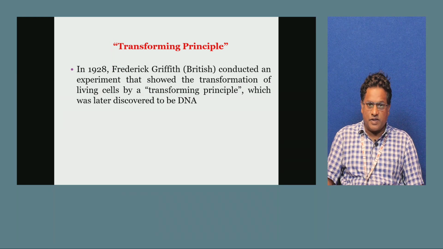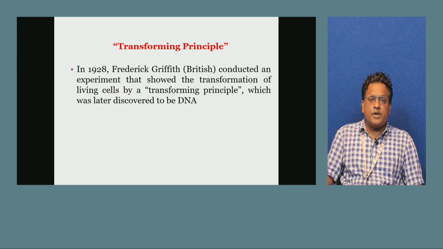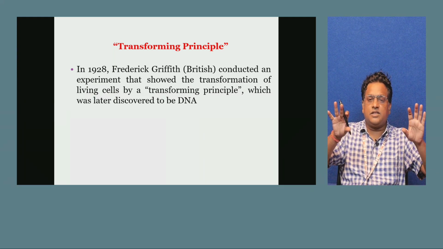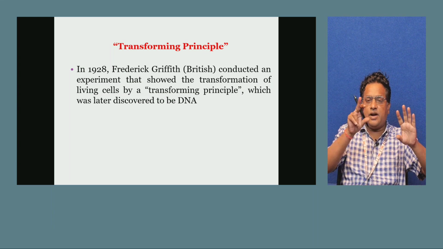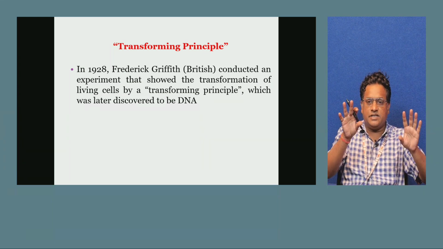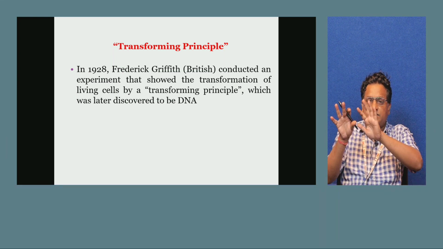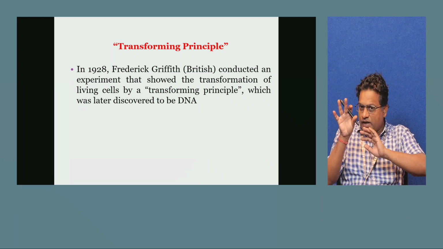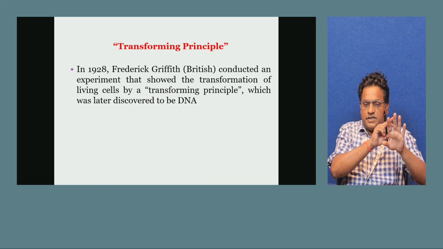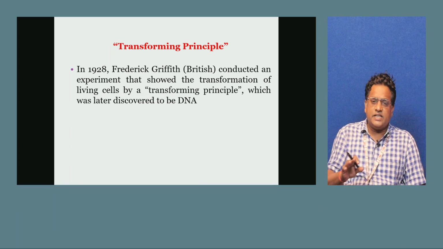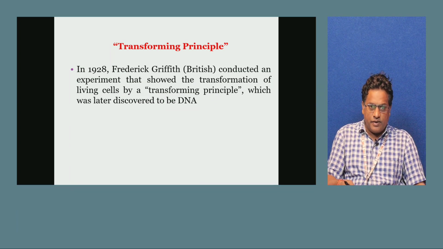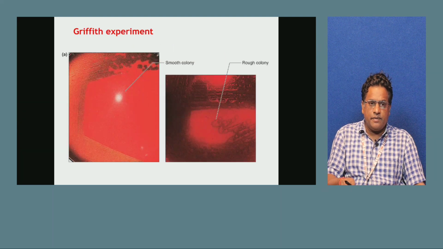The transforming principle is Griffith's. He conducted an experiment to show that transformation in the living cell is by a transforming principle. If one bacteria is being transformed by another bacteria, how is it being communicated between them? What material is coming from this bacteria to that bacteria, so that it acquires the characteristics of the bacteria from where it has been transformed? What was that material? Later it was discovered to be DNA.